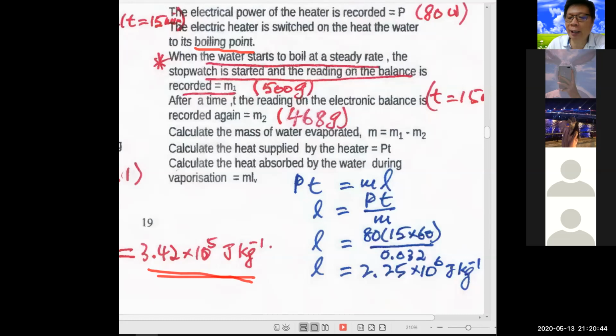Sima, are you there? Yes. Sima? 500 gram minus 468.